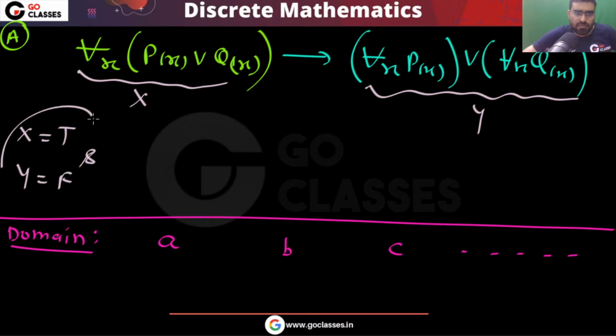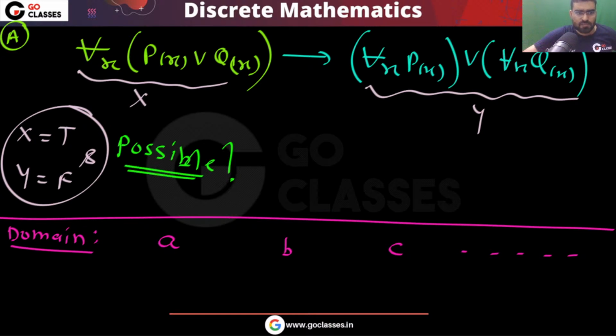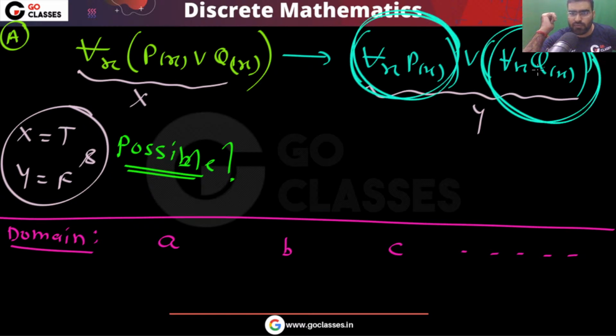Is this possible? Just tell me, simple question. Can you make it possible? Let's see how we can make it possible. I want to make X true and Y false. So you tell me what I have to do to make Y false. Remember, I have to make this false and I have to make this false. So these two things I have to do.